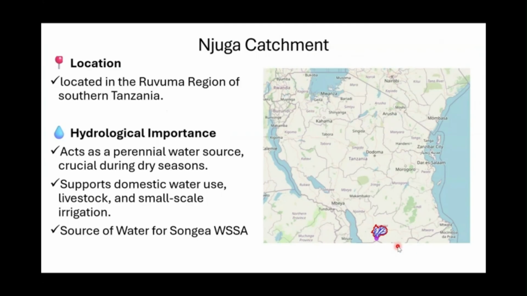Why did I choose this one? Because of its hydrological importance. It acts as a perennial water source during crucial dry seasons. Also, it supports domestic water use, livestock, and small-scale irrigation schemes. And lastly, it is a source of water for Songea Water Authority.